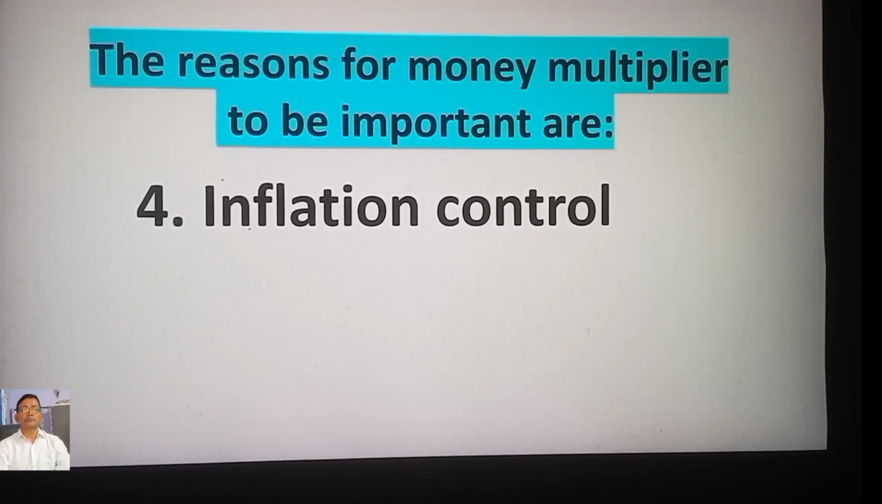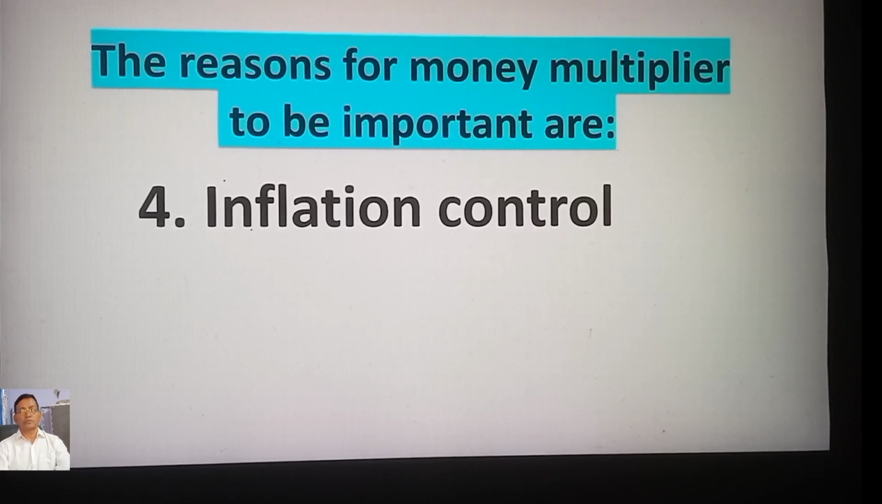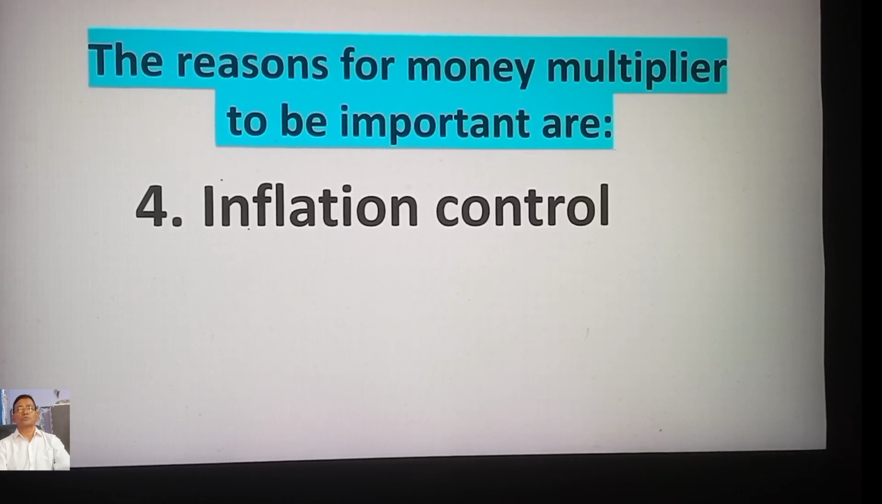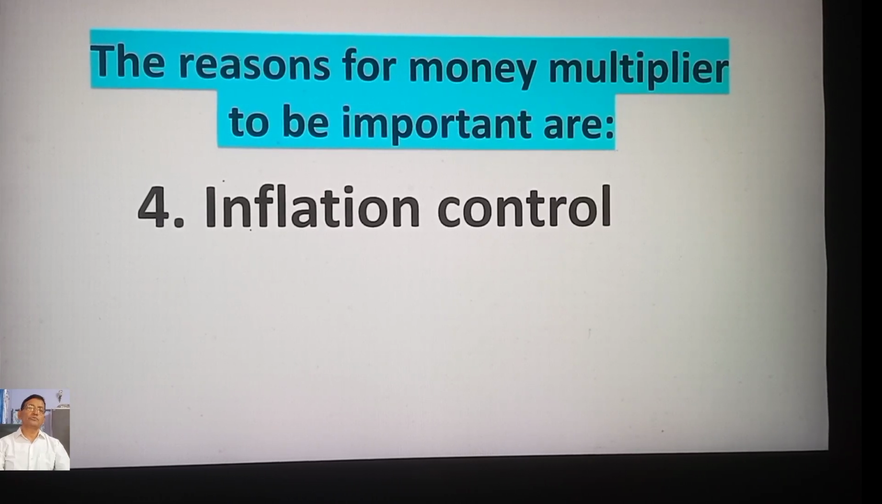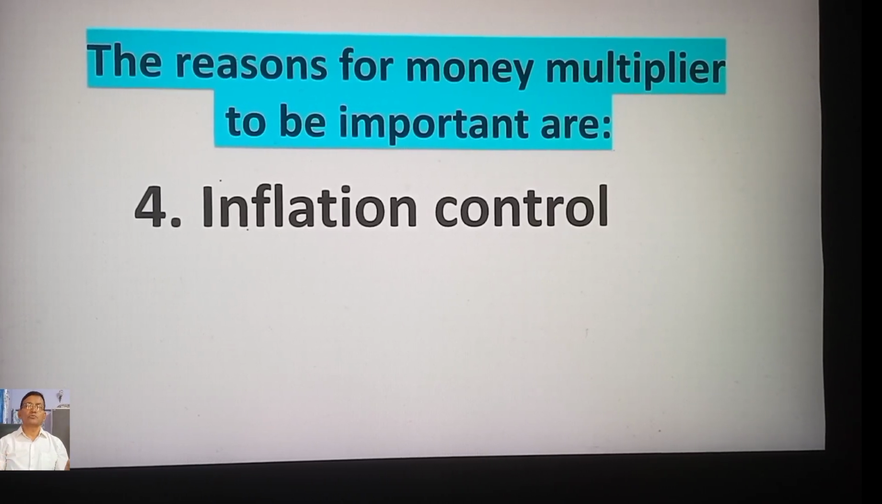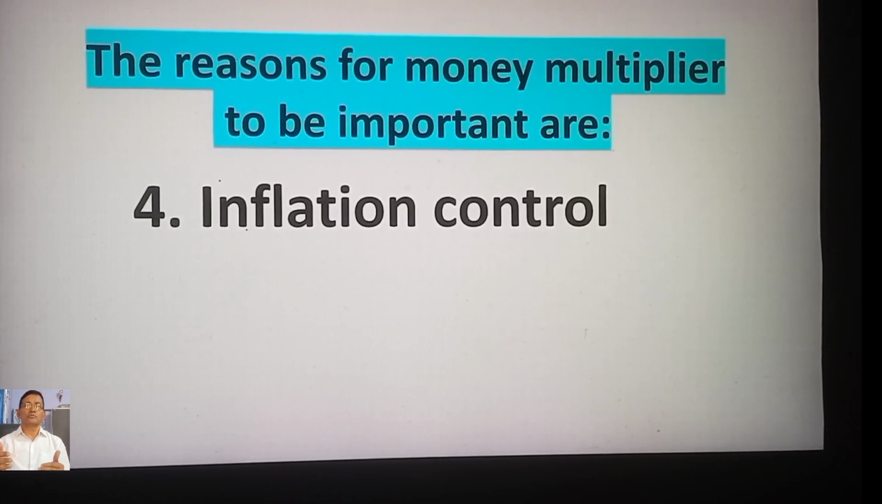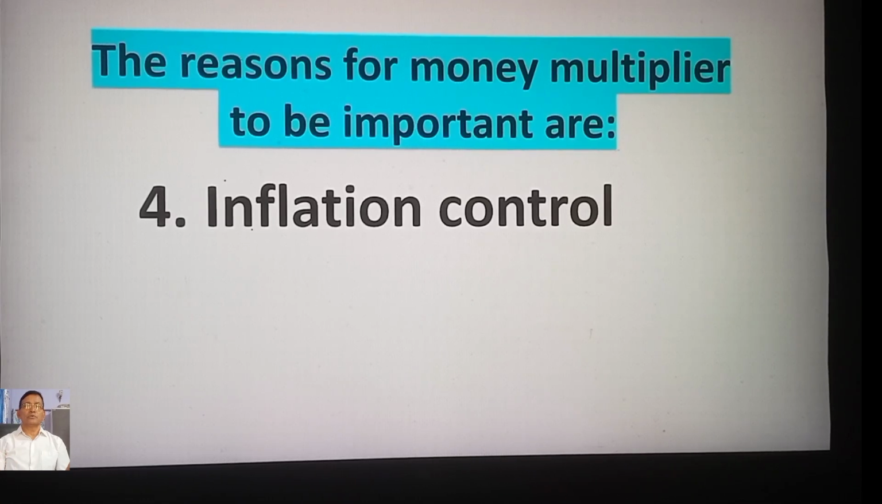Let us conclude here. The money generated by the banking system with each rupee of reserves injected depends on the reserve ratio. The higher the reserve ratio, the lower the potential for lending and the lower the money multiplier. Conversely, a lower reserve ratio leads to a higher money multiplier.